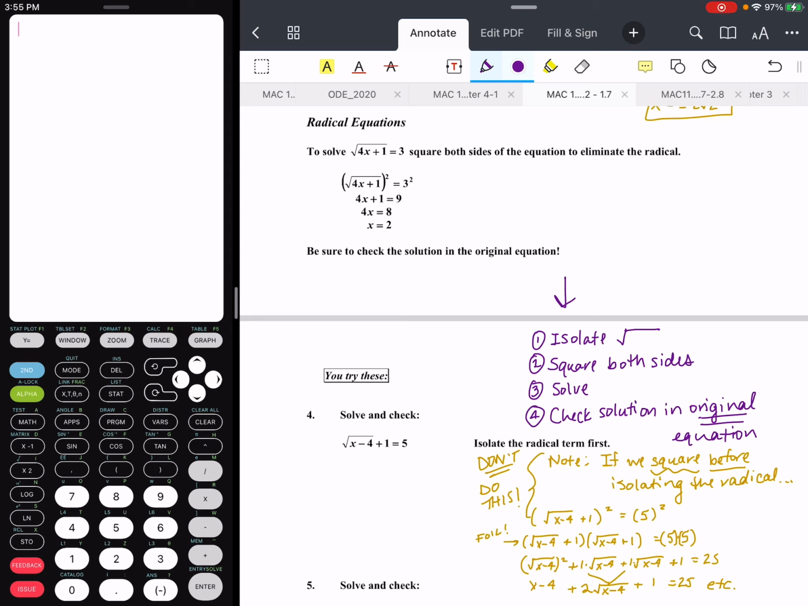So first step, if you've got something like this, square root of 4x plus 1 equals 3, first step is make sure that your radical is isolated, your square root, or if you have a cube root or whatever, make sure it's isolated. In this case it is, but when we get down to number 4, we'll need to do that isolate step. So we've got that plus 1 that we need to move over to the other side. But for this first example up here, our radical is already isolated. So next up, all we do is square both sides.